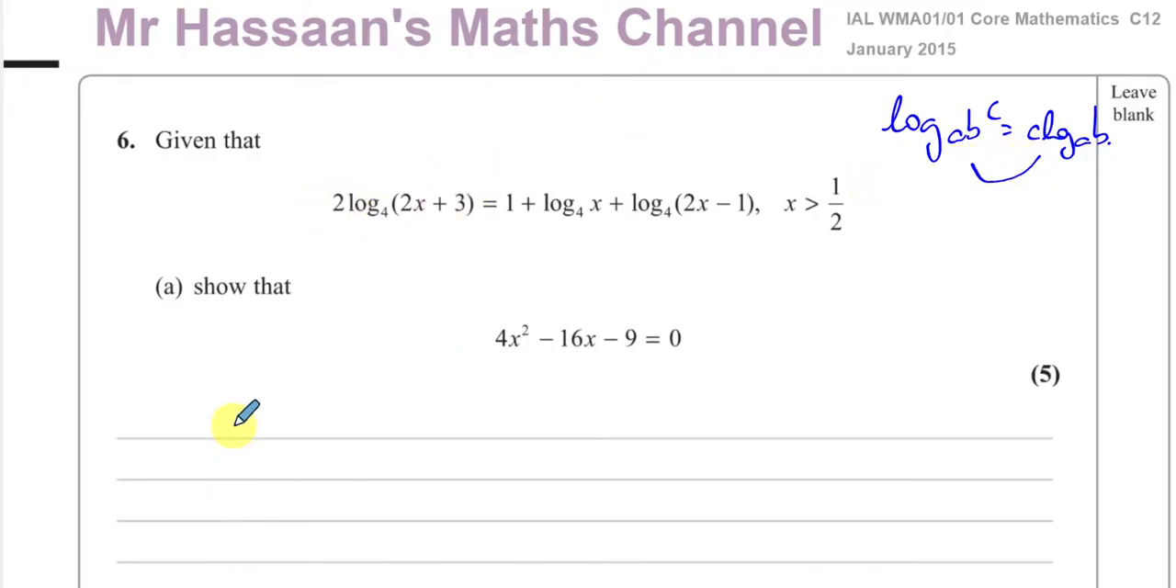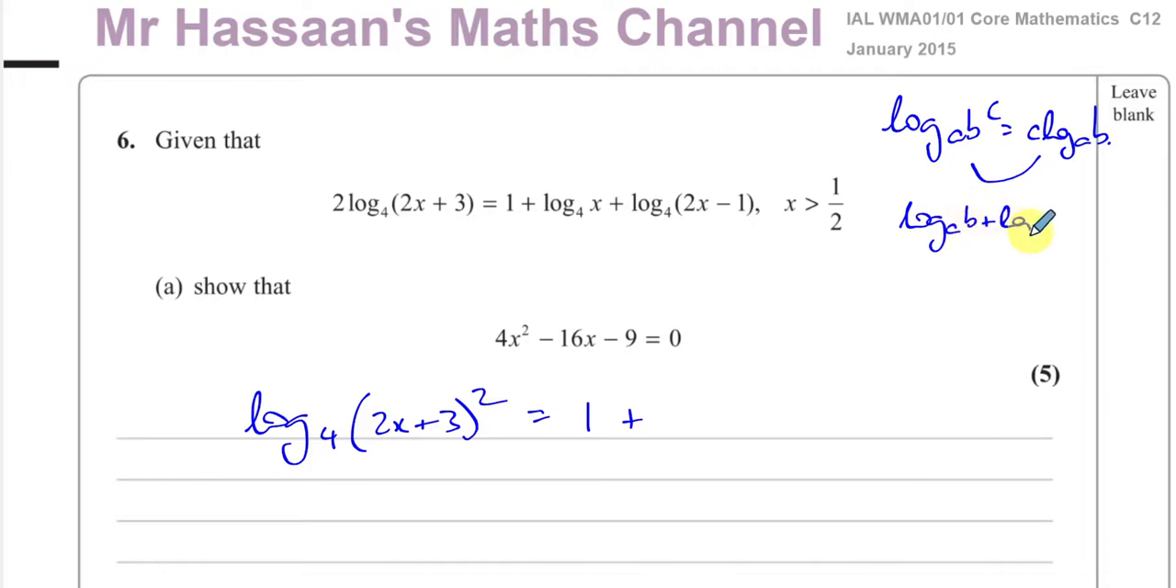I'm going to rewrite this so it says log to the base 4 of (2x plus 3) squared. So I'm going to use the power law to write this in that form. And on this side, I'm going to combine these two together. So I'll have 1 plus, now this is like using the law, log to the base a of b plus log to the base a of c is equal to log to the base a of b times c.